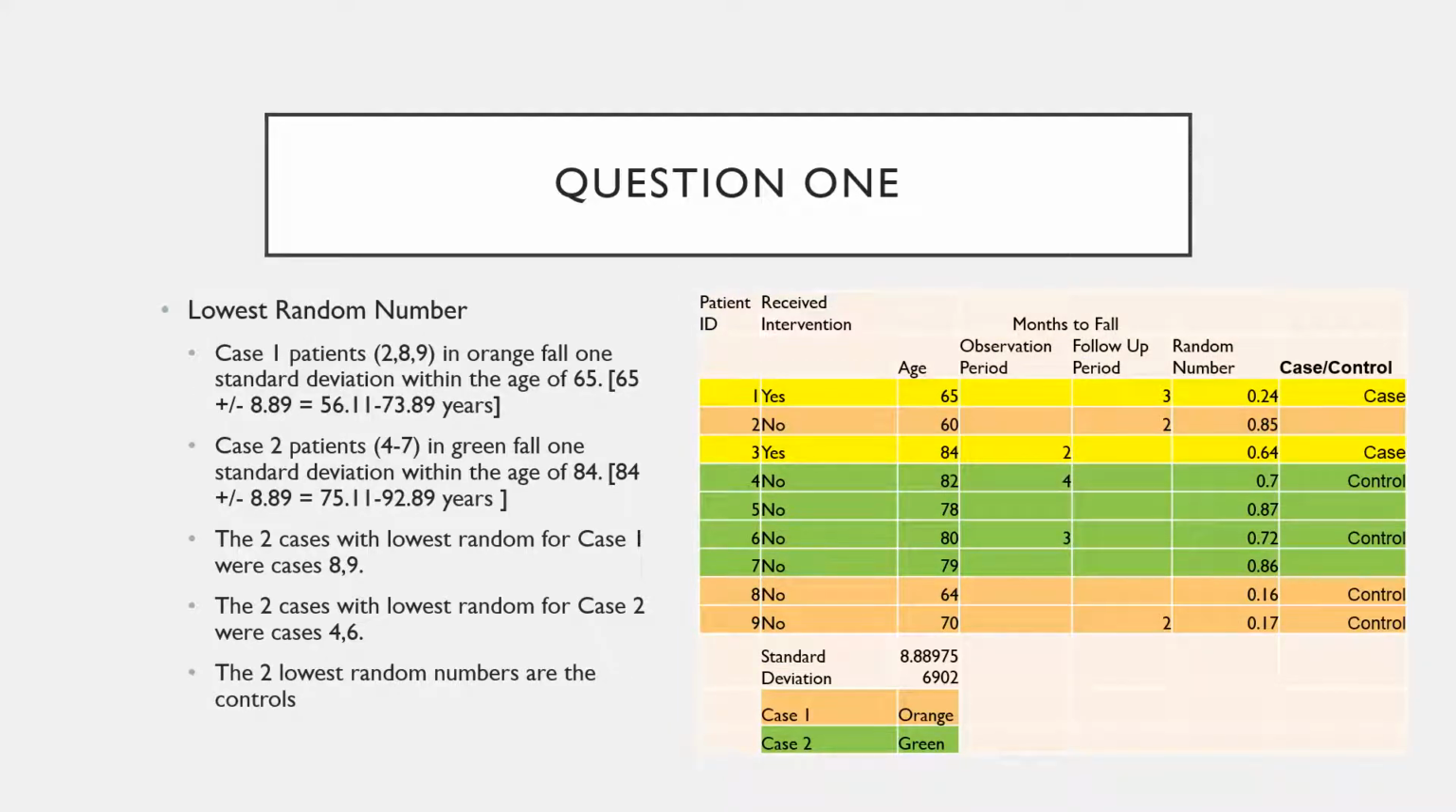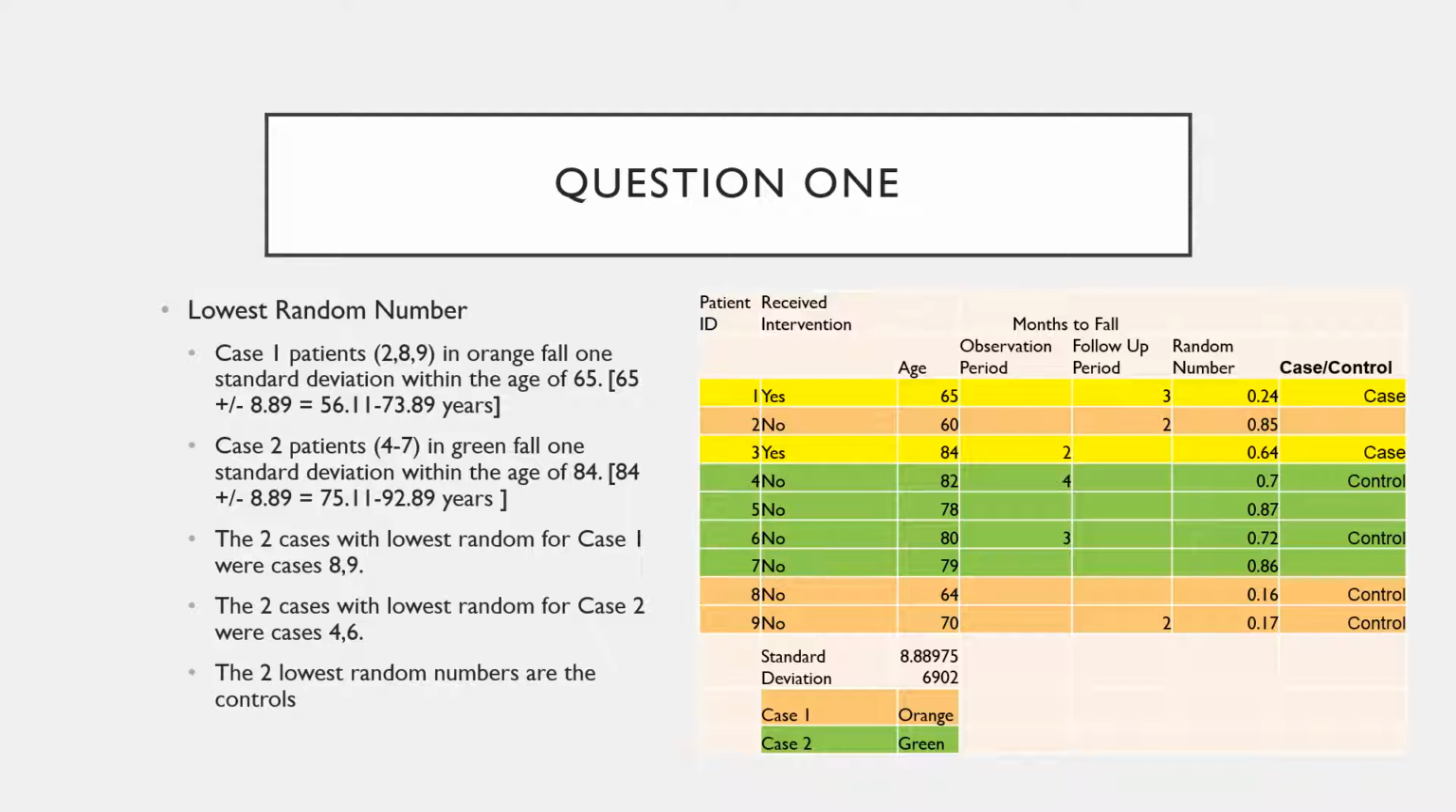Next, we will find the lowest random number. To find that and calculate it, we have to look at the two case patients. For example, in the first case, the patient's age is 65. We will add and subtract the standard deviation to the age 65 to see what the range of ages is. Upon subtracting the standard deviation from 65, the first age is 56.11, and adding the standard deviation gives us the age of 73.89.